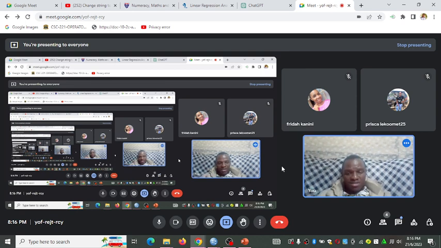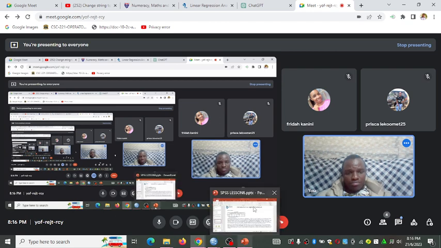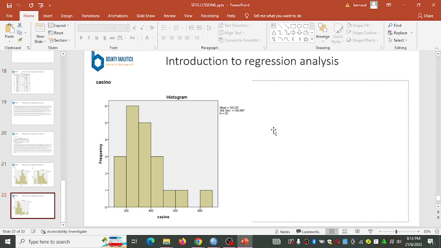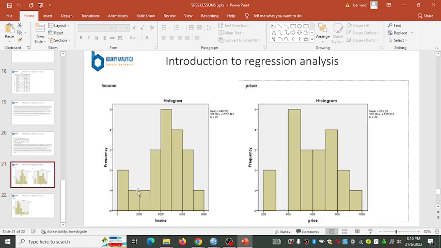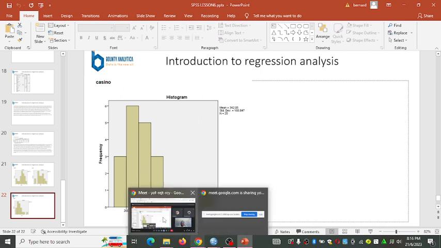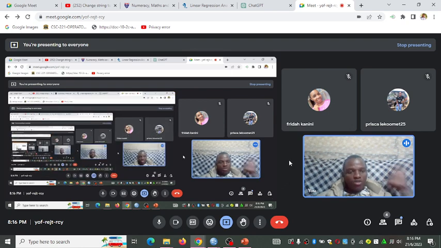Do you have any question? Any question up to that point? You can tell the distributions are not symmetrical, sindio? They should be bell shaped. So this is income and price, and the other one is the histogram, so they are not symmetrical at all. So the data is not normally distributed. Do you have any question? Ama tumalizie hapo. So the content for today is over.